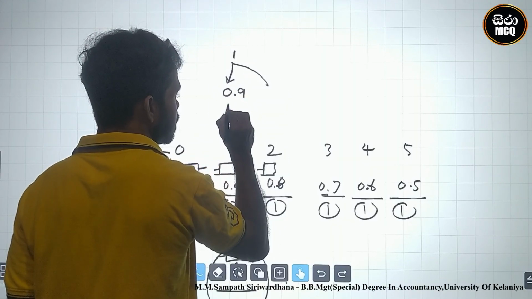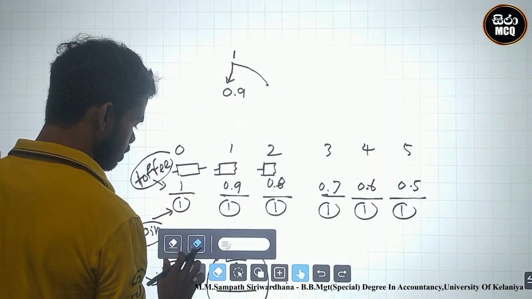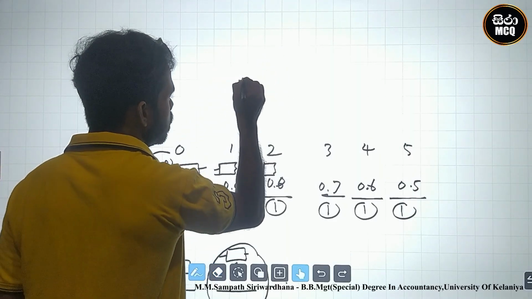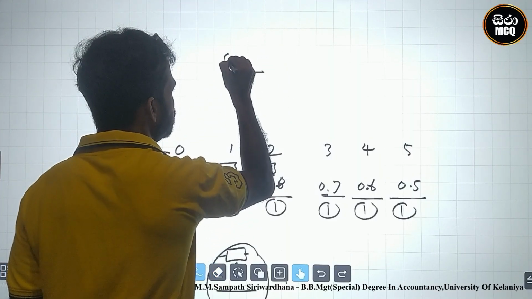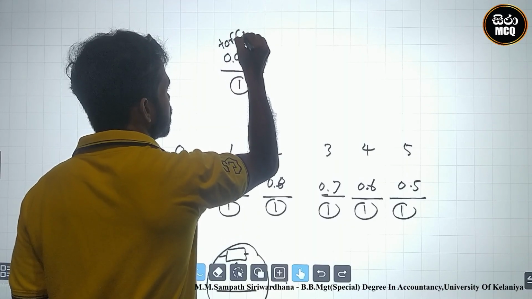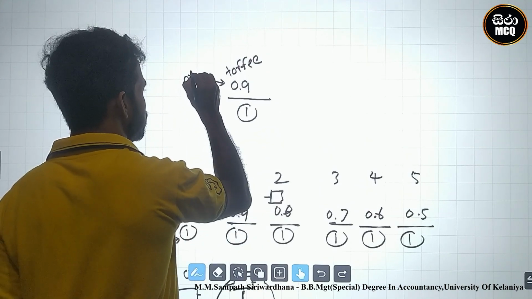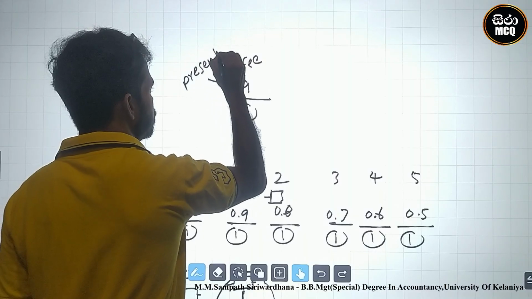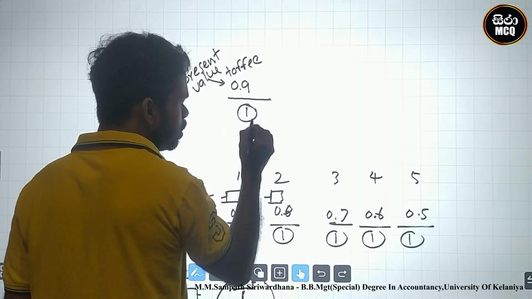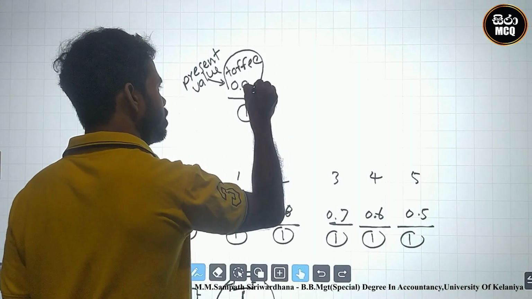But look here, this one, for 1 rupee you can get only 0.9 toffee. This toffee meaning is present value. You give the seller 1 rupee, after that you get only 0.9 toffee.